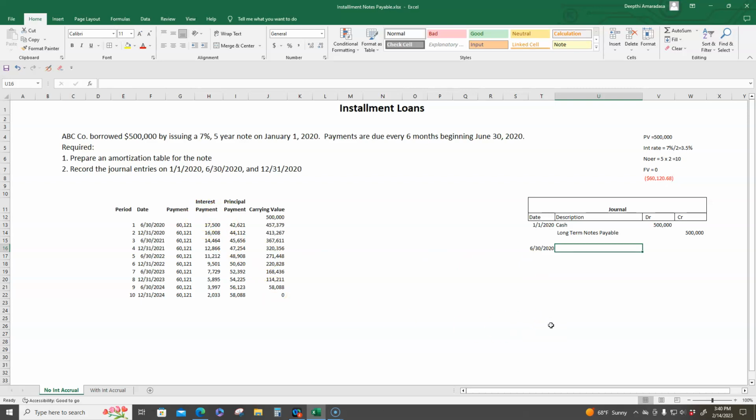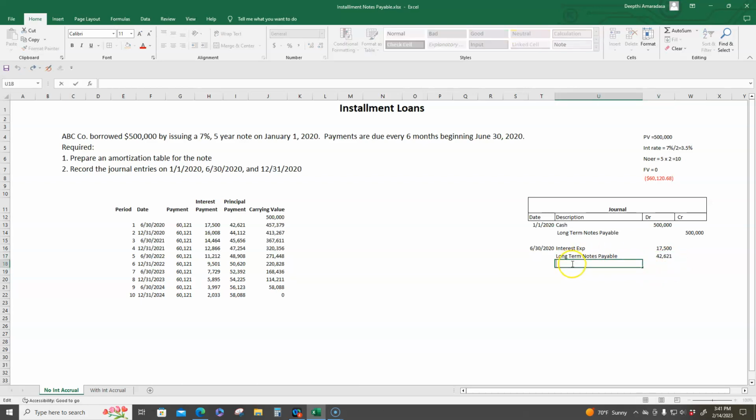So using your debit credit rules, you're going to find that your interest expense increased. So we're going to debit interest expense for how much? The amount of that first interest payment, which is $17,500. Along with that, we're paying down the notes, so our long-term notes payable decreases. So we're going to debit long-term notes payable. How much are we going to debit? It's the amount of the first payment, $42,621.